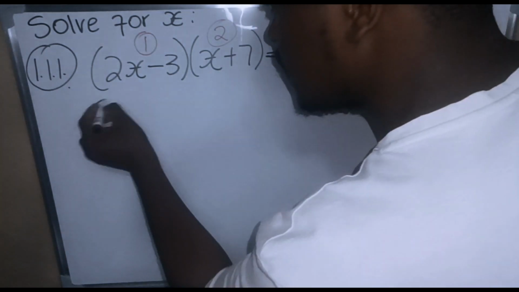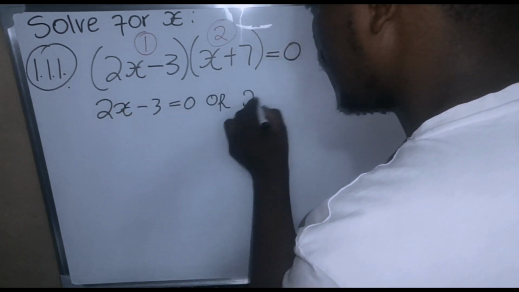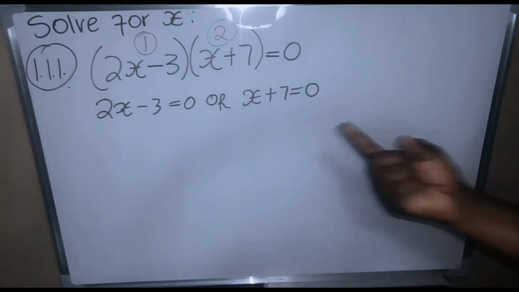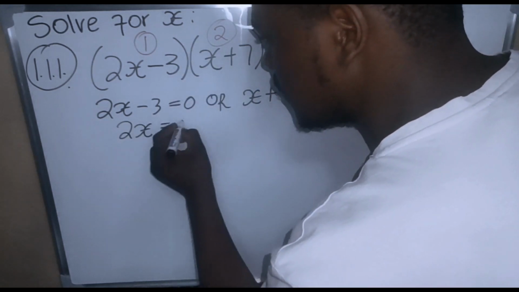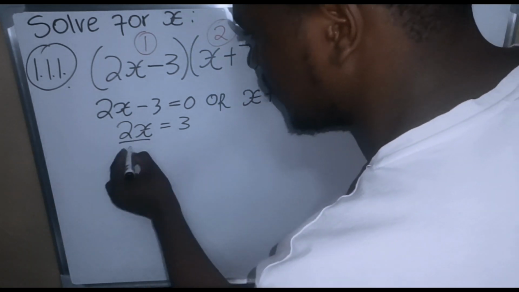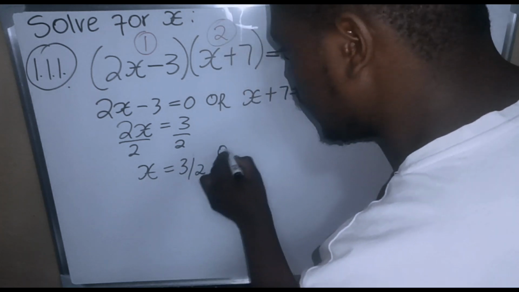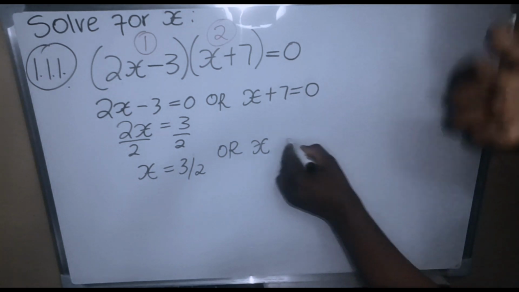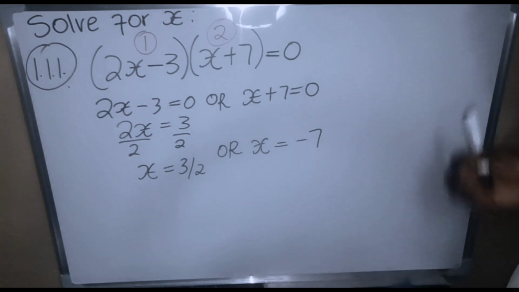Basically, 2x - 3 = 0 or x + 7 = 0. These are two solutions, and we solve for x. Transpose this 3 to the right, 2x = 3, and divide both sides by 2, then x = 3 divided by 2. Then I transpose this 7 to the right, it's going to be negative 7 again. x = -7. These are your two solutions, therefore you are done with 1.1.1. This is how we simplify it, basically.